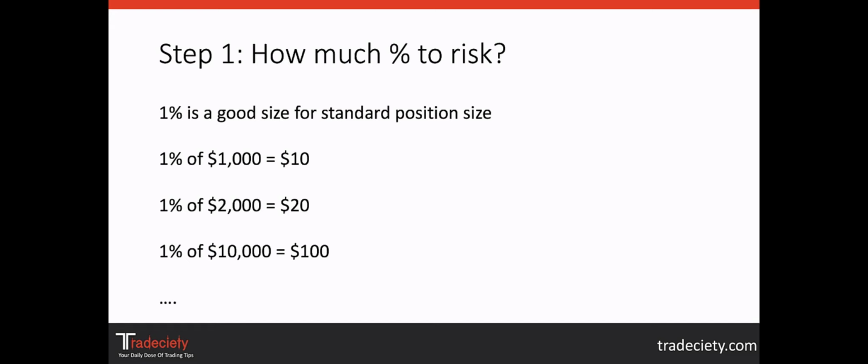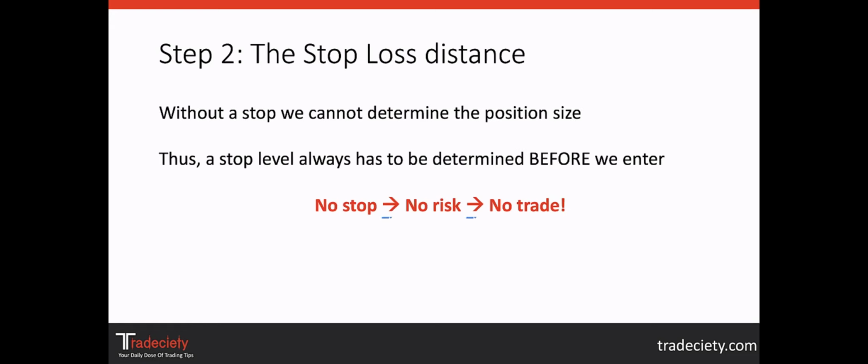So 1% on a $1,000 account is $10, 1% on $2,000 is $20, 1% on $10,000 is $100. So you get the idea. This is how much you can potentially lose on a trade if price hits your stop loss order, and if you've set your position size correctly.